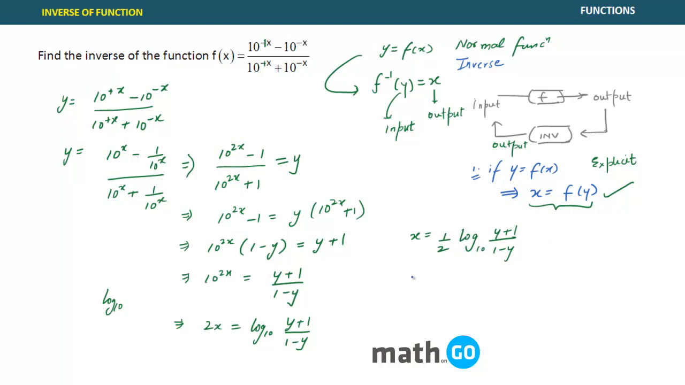After this, the question is almost over. This RHS becomes your inverse function. Very simply, now just replace y in terms of x, and if you want to say f inverse, then it will become y is equal to 1 by 2 log with base 10 of (x plus 1) upon (1 minus x). So this becomes the inverse function, right?